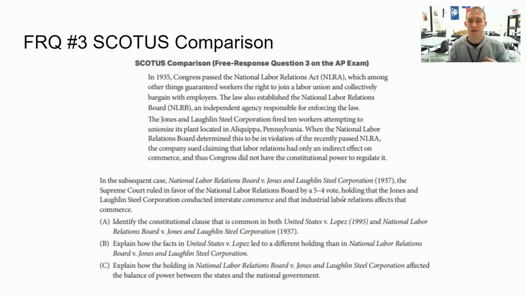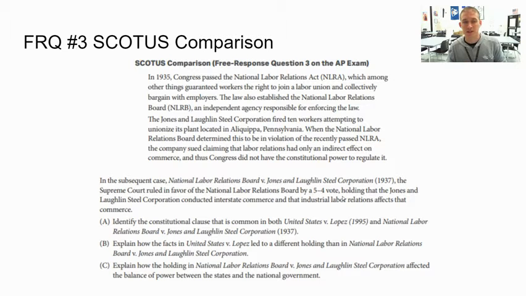And you must compare or contrast this new information with something that you're already supposed to know, as U.S. v. Lopez is one of your required Supreme Court cases. So all of your SCOTUS prompts will look something like this.